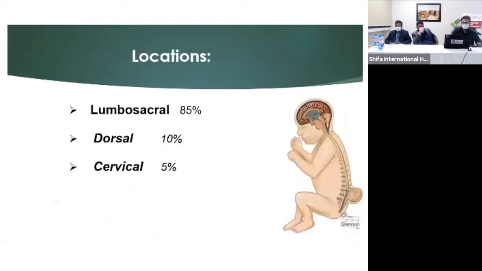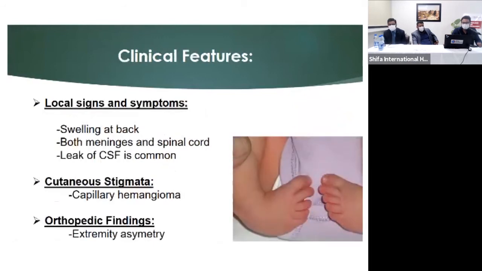The location of the myelomeningocele is most common in the lumbosacral region, that is 85%, followed by the dorsal and the cervical, that is 10% and 5% respectively. Clinical features: the patient may present with swelling at the back, with CSF leak, and other associated anomalies, for example, capillary hemangioma. Orthopedic findings include deformity of the foot and asymmetry of the extremities.